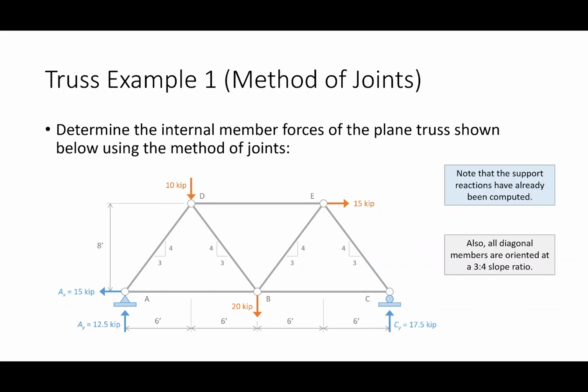Another thing is these diagonals. Every diagonal goes over 6 feet and up 8, over 6, up 8, over 6, up 8, over 6, up 8. So every diagonal is at a 3 to 4 slope ratio. That's going to make our analysis a little bit easier to bookkeep. Next time on Friday, we're going to do a truss analysis where the members are at different slope ratios. It's not going to be any more difficult, just a little bit more bookkeeping to handle as we go through our calculations.